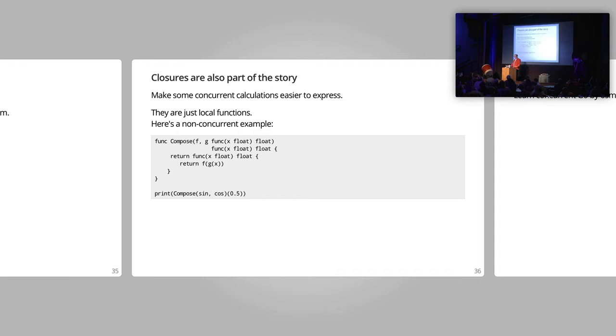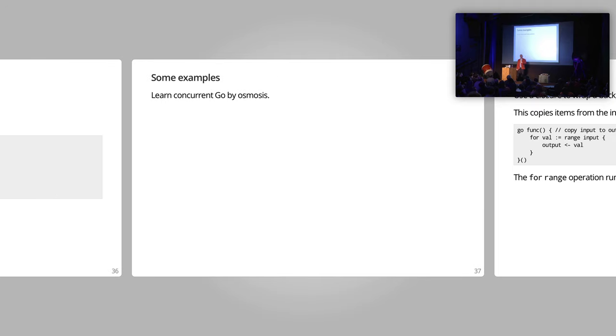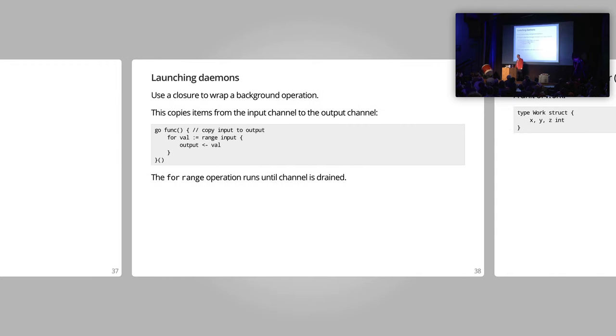So let's use these elements to build some examples, and I hope you'll learn a little bit of concurrent Go programming by osmosis, which is the best way to learn. So let's start by launching a daemon. You can use a closure here to wrap some background operation you want done, but not wait for it.